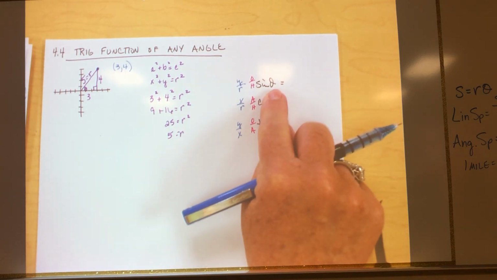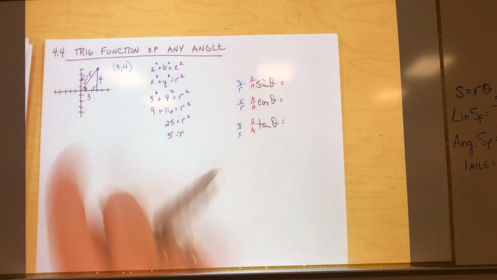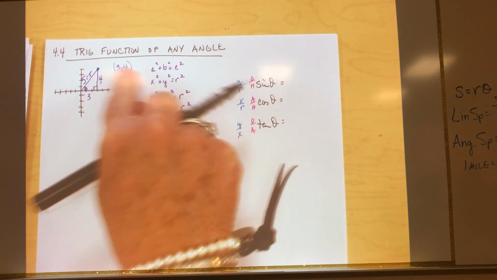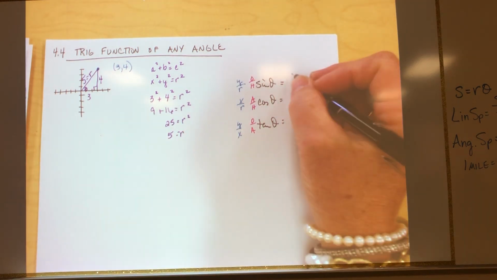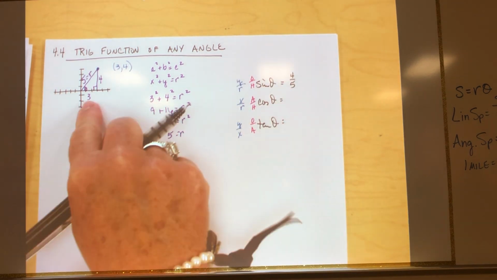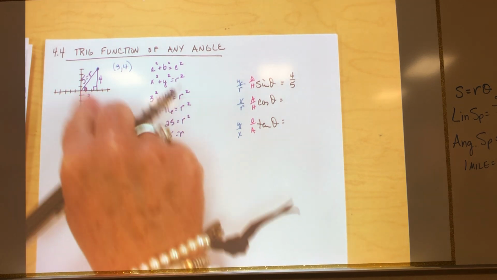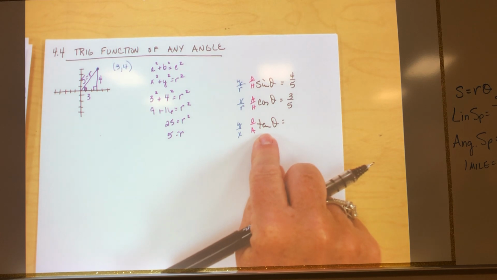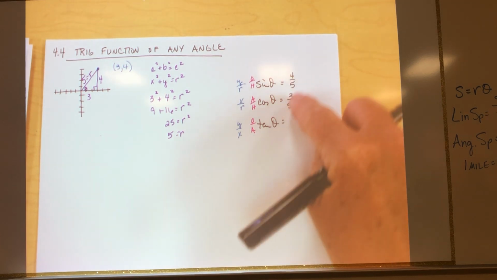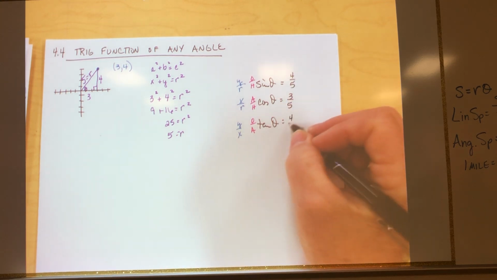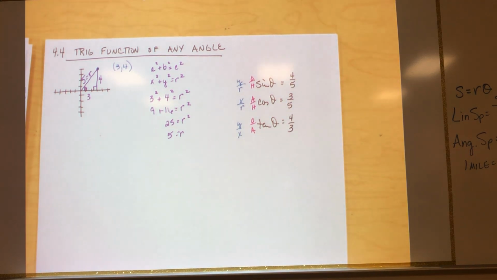Tell me what the sine is. 4 over 5. Opposite over hypotenuse, y over r. 4/5. Tell me what the cosine is. Adjacent over hypotenuse, or x over r. The tangent. Sine over cosine, y over x. Okay? Anybody got a question?